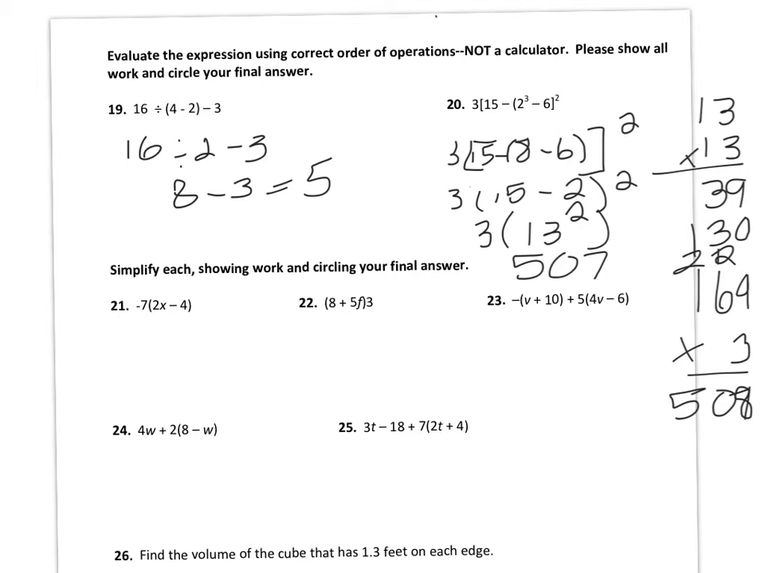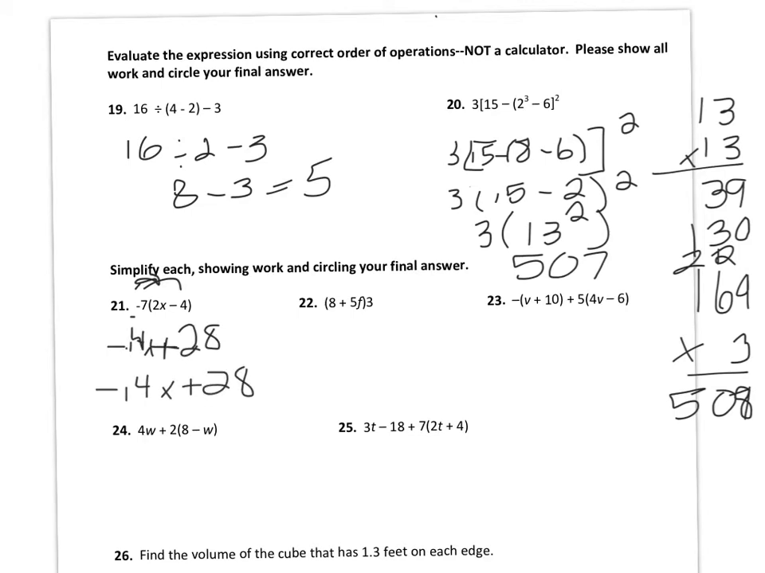Problem number 21, we're going to use the distributive property. So I'm going to take this negative 7 and I'm going to distribute it to the 2x. So that would give me negative 14. And then negative 7 times a negative 4 would give me positive 28. I forgot my x. So my final answer is going to be negative 14x plus 28.